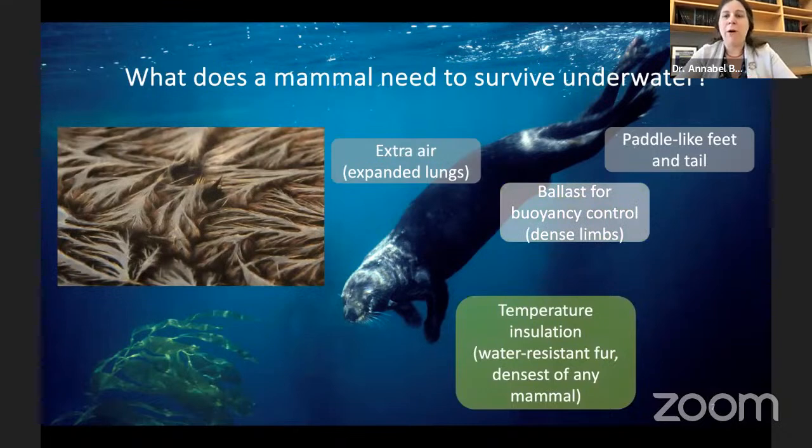But perhaps most remarkably, sea otters have evolved a form of temperature insulation in the form of water-resistant fur. This is the densest of any mammal's fur, and it's made up of interlocking hairs that trap air and keep sea otters warm. This is really different from all those other marine mammals I was showing you, whales and dugongs and seals. They all have a blubber layer, a layer of fat around their body that keeps them nice and toasty underwater. Sea otters don't have that fat layer. They rely entirely on their metabolism and on this incredible fur to stay warm in the ocean environment.